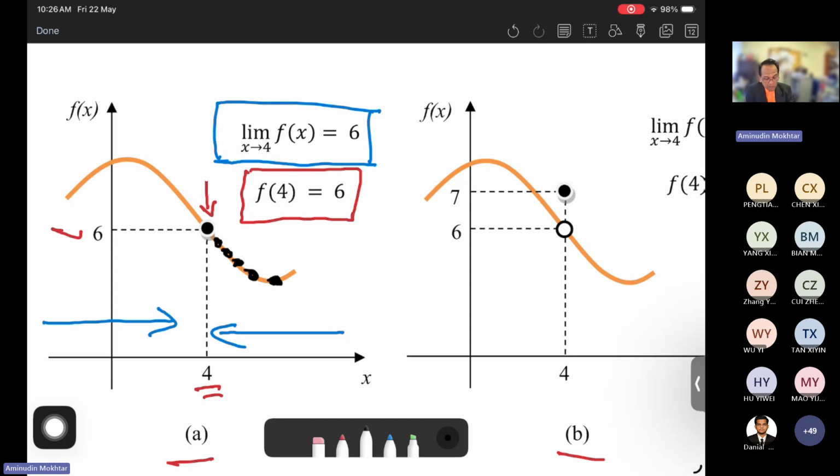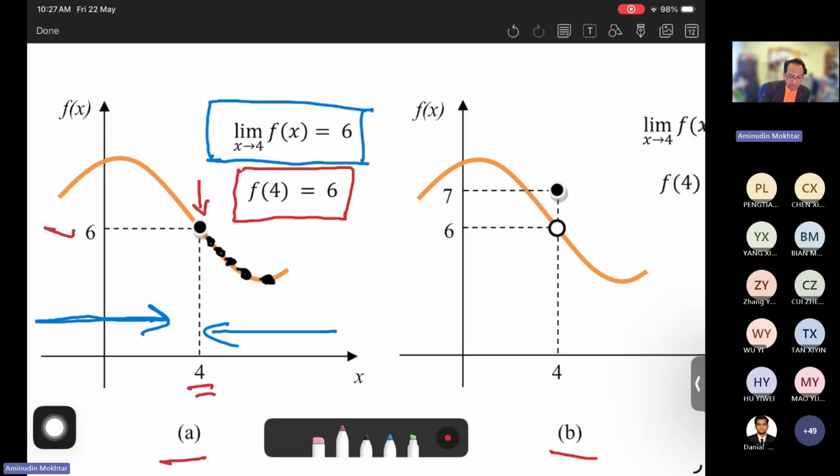And then when x approaches 4 from the left, what happened to y? This is the value of y along the line. The value of y also approaches 6. So in this case, we know that when x approaches 4, whether from the left or from the right, the limit of the function is 6. The value of y will approach 6. So the limit of f(x) when x approaches 4 is 6. That is graph A.